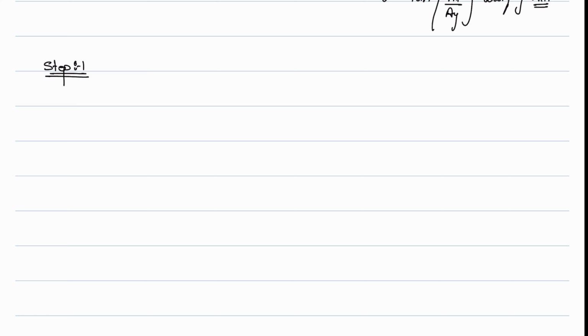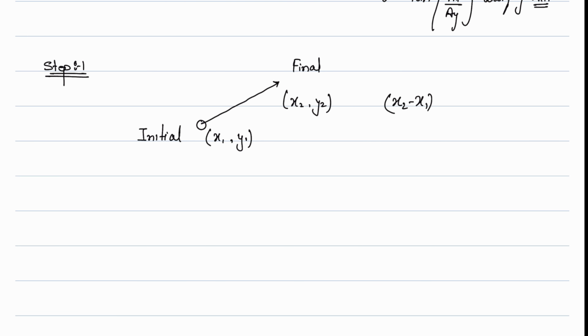So how to solve a vector? Let's say a vector is given in the question. There are two parts: this is your initial point and this is your final point. Here are the coordinates x1, y1 and here are the coordinates x2, y2. So how to solve that? You have to solve x2 minus x1 plus y2 minus y1. These are your coordinates. Fine.